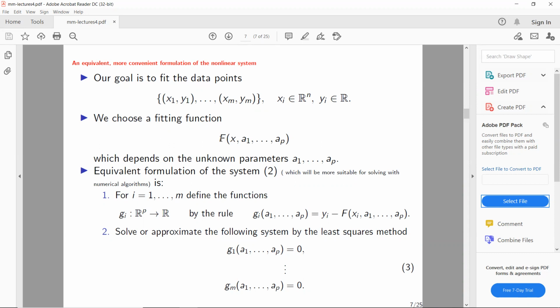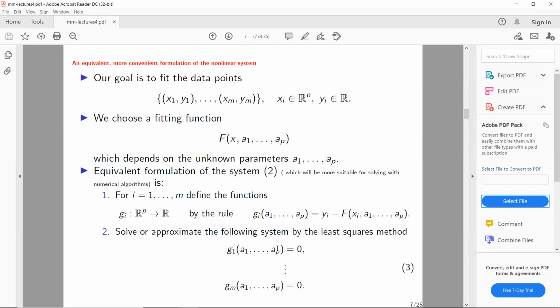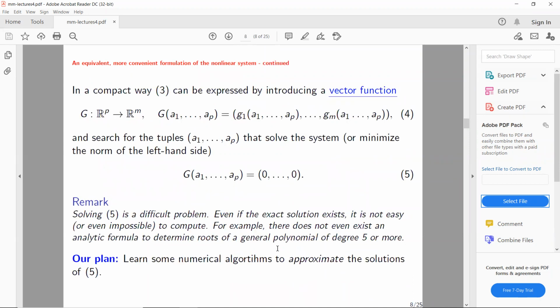And for those numerical methods to work, it's much more appropriate to transform our initial system into such a system. So we put all the numbers on one side of the equations, and we have zeros on the other side. So in fact, we are searching for the zeros of a few functions which depend on a few parameters. In this case, the functions are g1 up to gm, and the parameters are a1 up to ap. So we are talking about vector functions in this case.